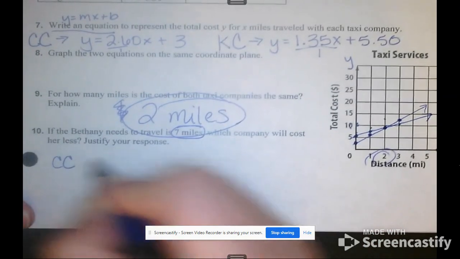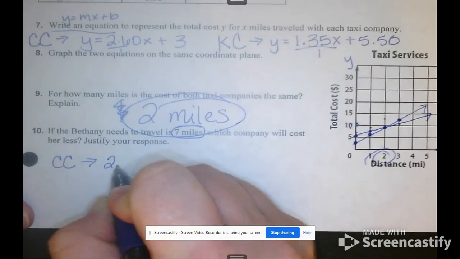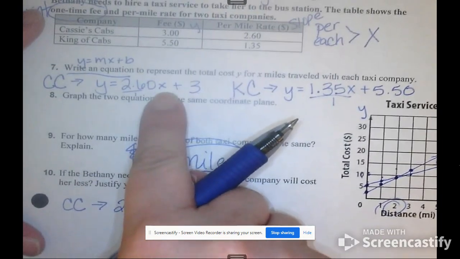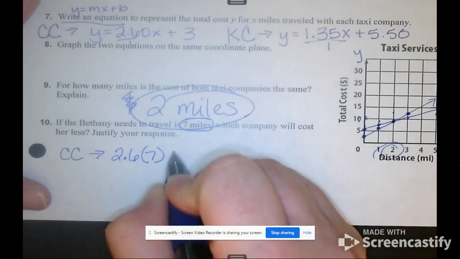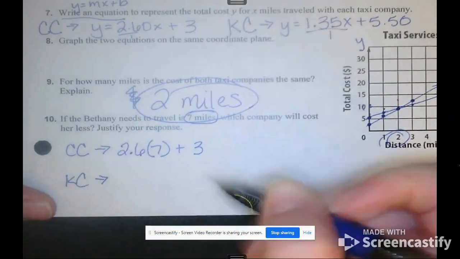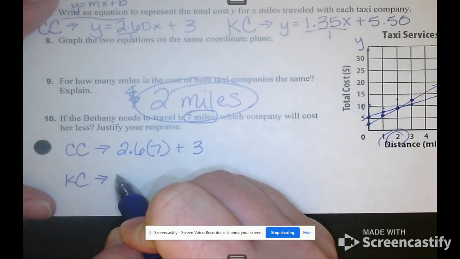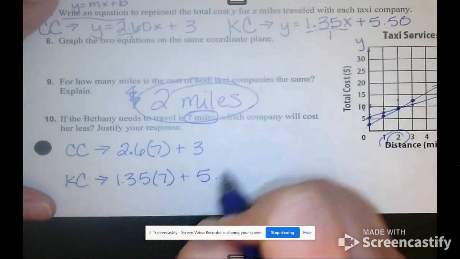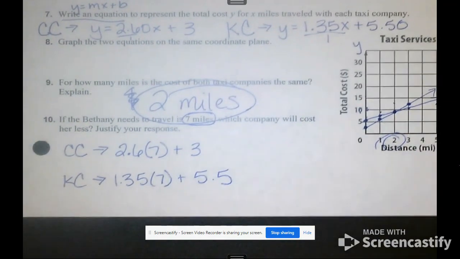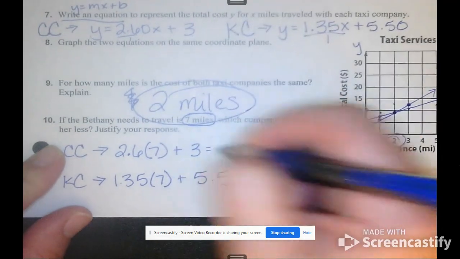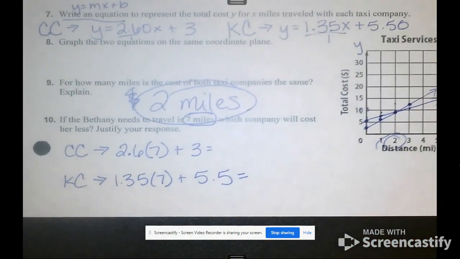Okay, so for Cassie's cab, I have 2.6. My x is 7 miles because that x is representing how many miles? So 2.6 times 7 miles plus 3. King of Cabs is 135 times 7 plus 5.5. It wants to know which one will cost her less. So do I need to solve these and figure out which one costs the least amount? Okay, I'm going to give you a minute. I want you to do that on your own real quick.